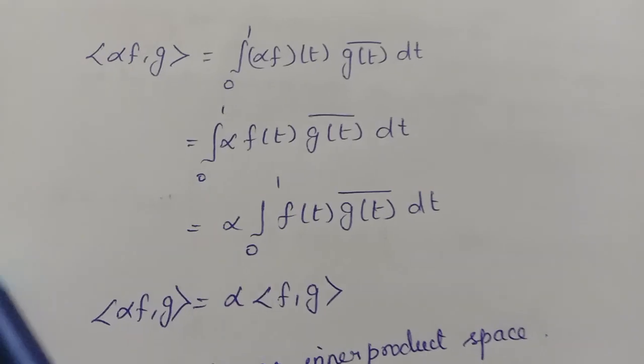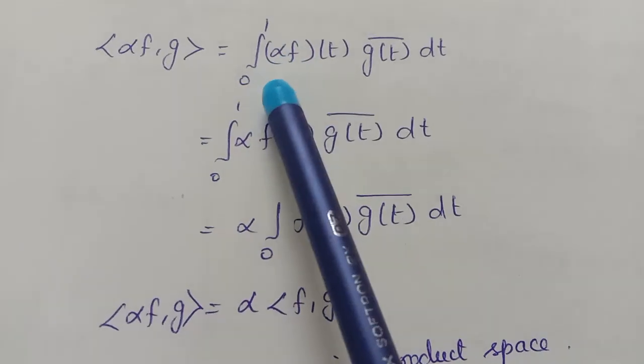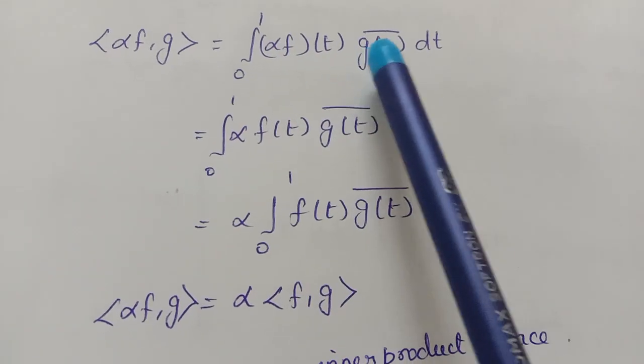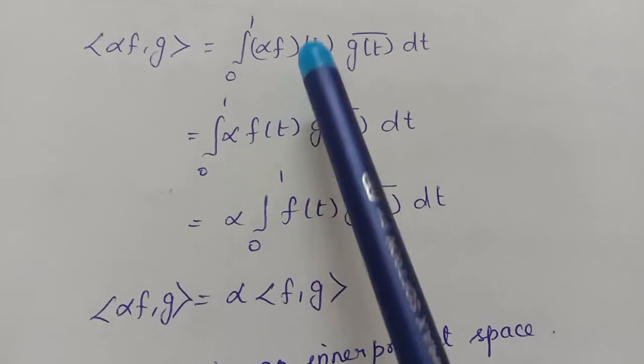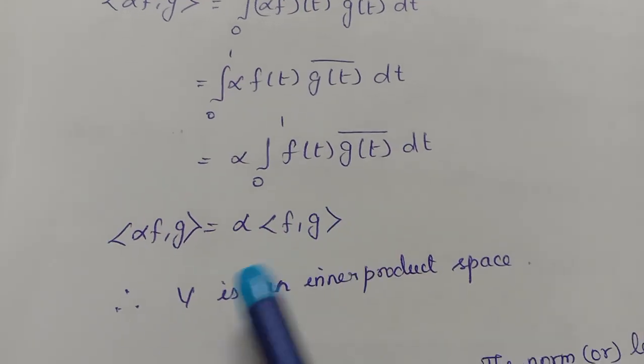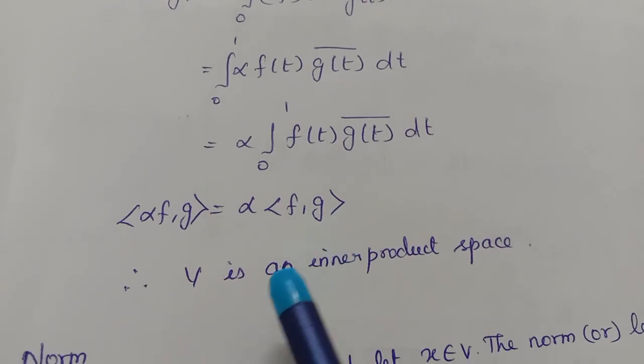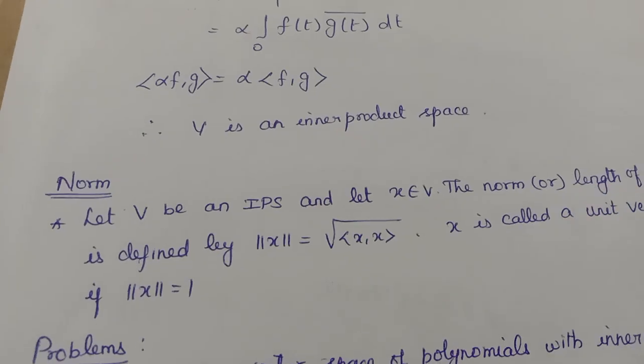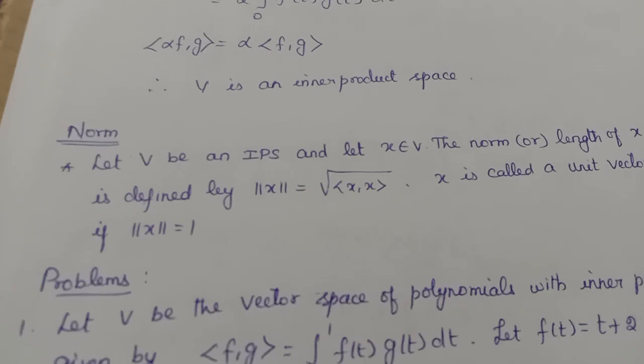And finally, the scalar product. The inner product of alpha f, g is equal to integral 0 to 1 of alpha f of t into g of t the whole conjugate dt. Now this alpha can be taken outside, so alpha into the inner product of f, g. So all four conditions are satisfied. Hence V becomes an inner product space with respect to the given inner product.